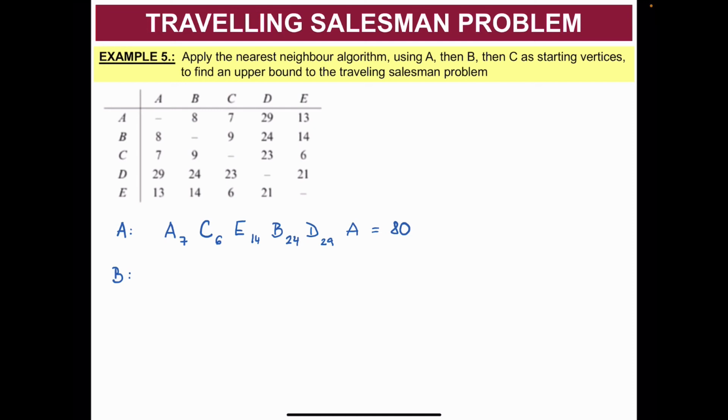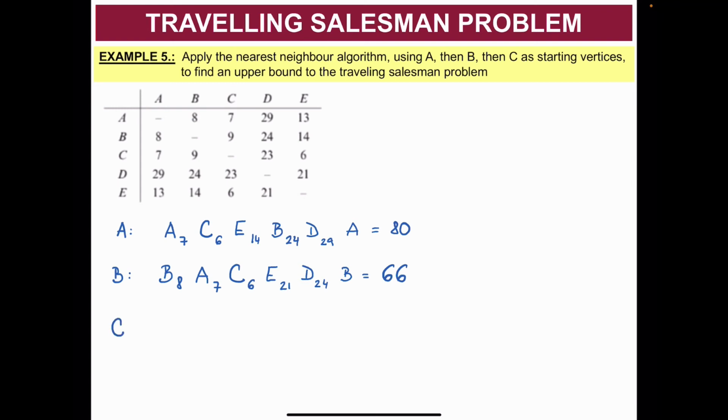Okay, so I am starting at B, the nearest vertex with the shortest distance is A after 8 units. From A, I can go to C because that's the shortest one. Once I'm at C, the nearest neighbor is E, that is 6 units, and then I'm at E. From E, I can go to D, 21 units. And then from D, again, I have to go back to my original vertex, and that's B. Now, when I add these ones up, that's 66.